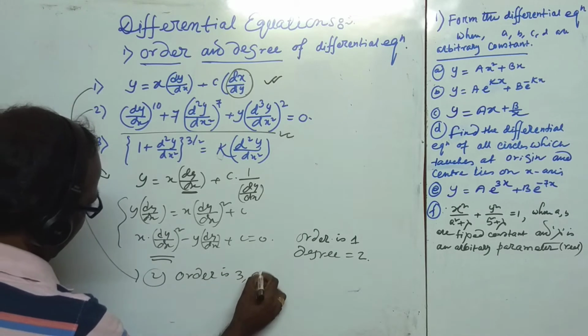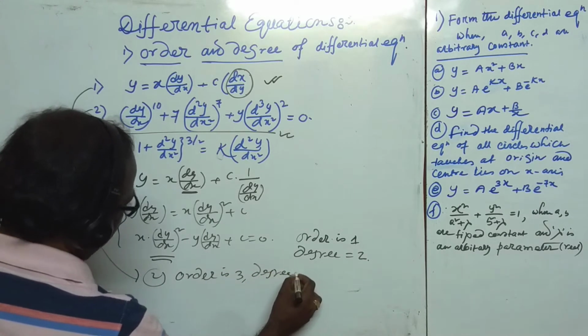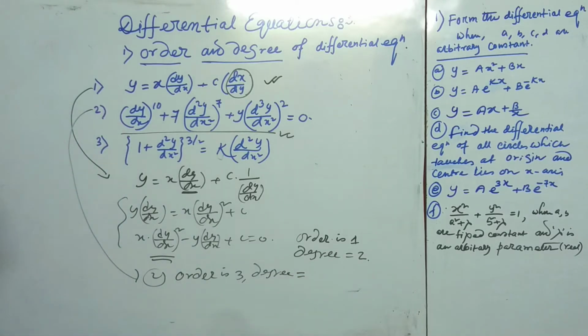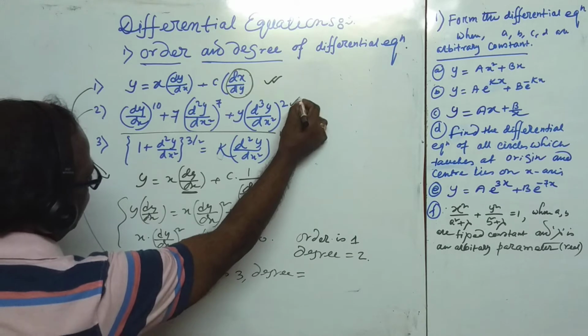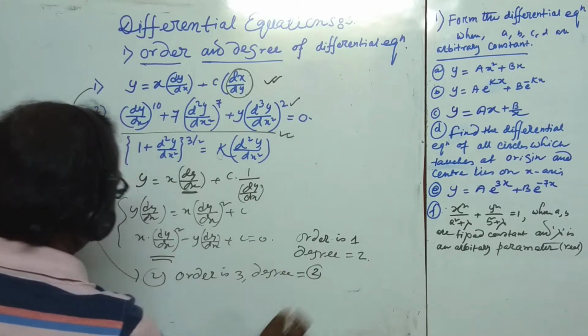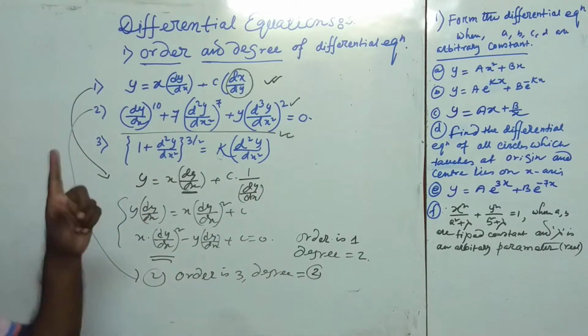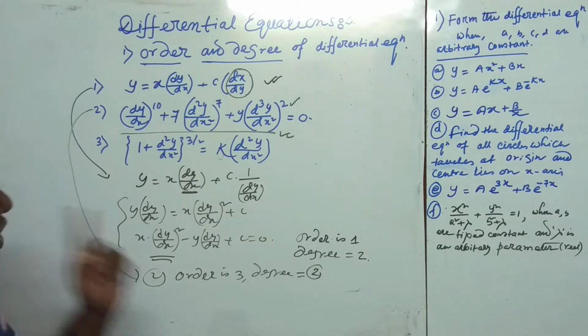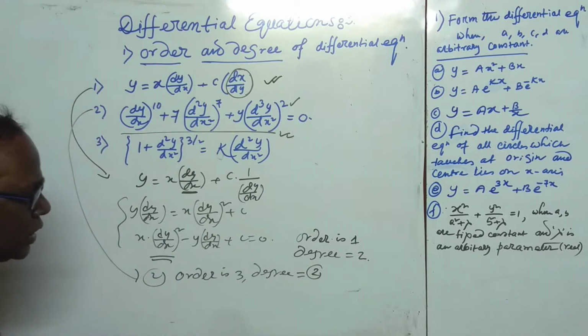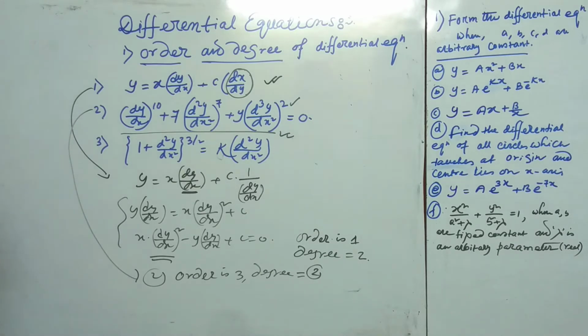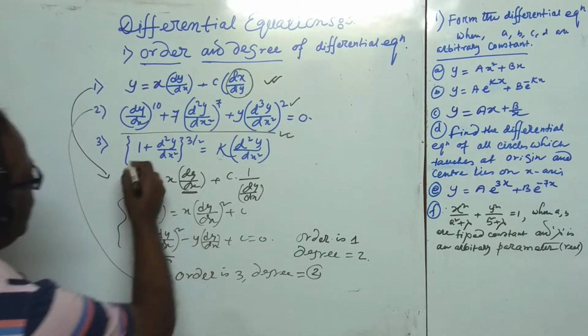Order is 3 and degree is equal to 2, not 10. Highest order, follow the highest order of a differential equation and the power of that order is called the degree. Okay. And now the question number 3 here.